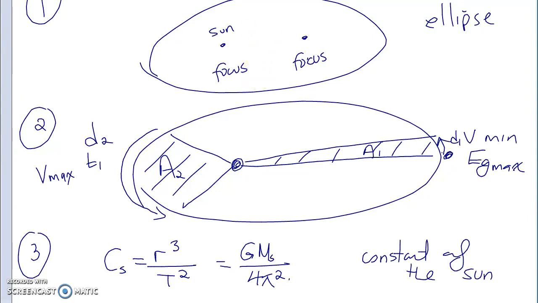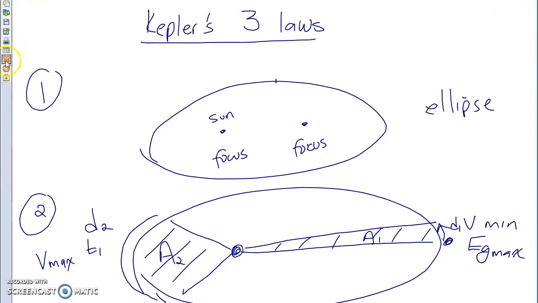Are we good? Let's erase this. And we'll start with the next section today, which is 6.3 from your textbook, gravitational potential energy.